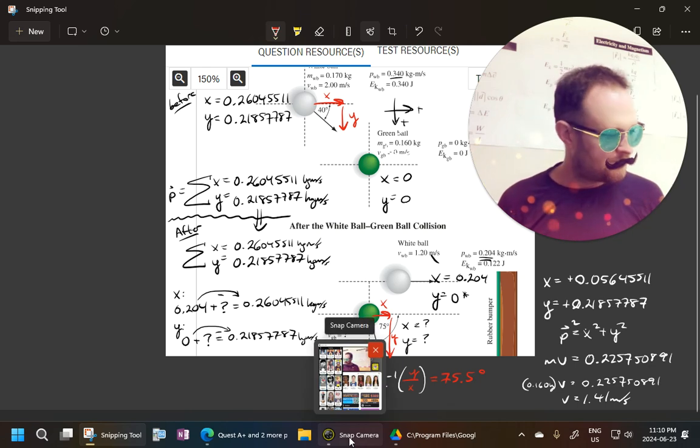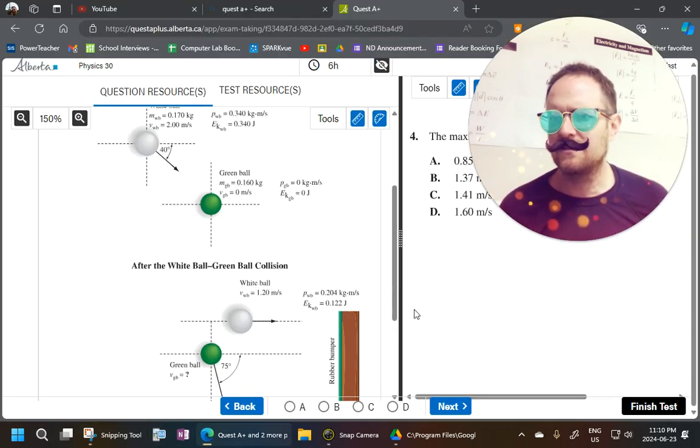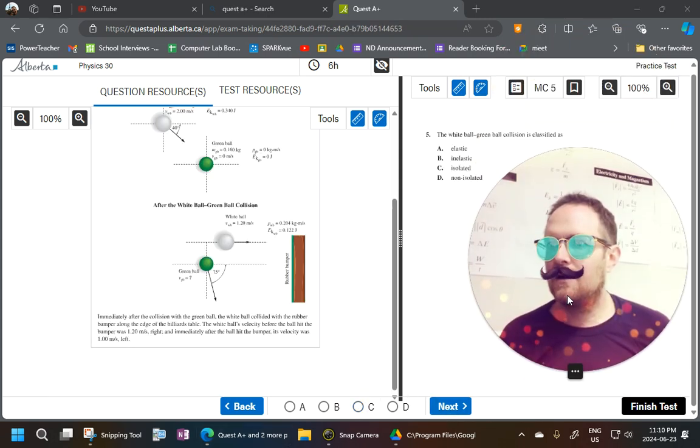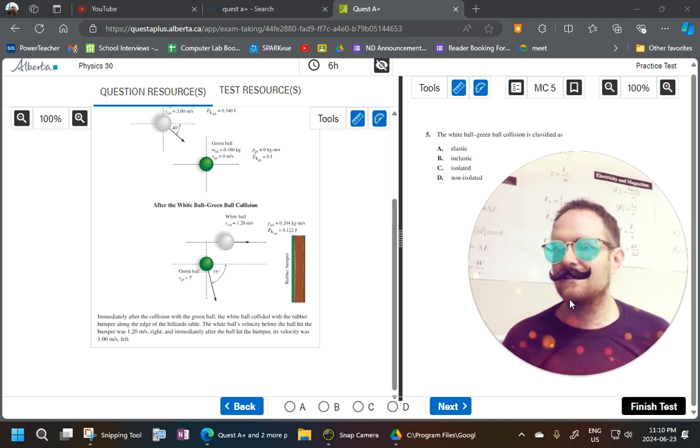Let's go back here. All right. I think if I use that number, if this wasn't a numeric response question, and it wasn't, then I would have still got the 1.41. But they asked me to find the angle. Anyway. The classic, is it classified as elastic or inelastic? I'm just going to say it's just inelastic.